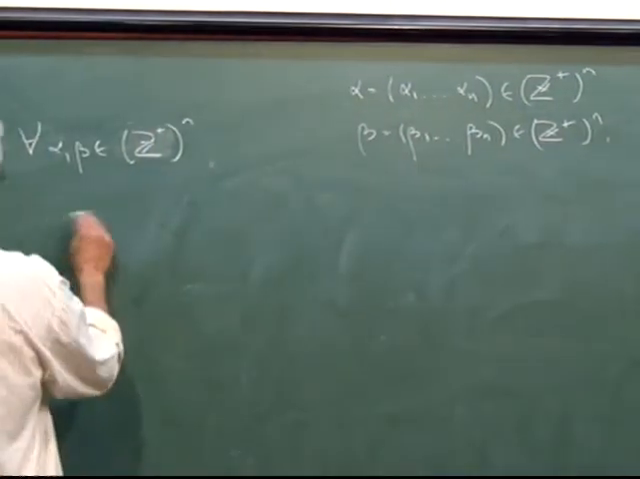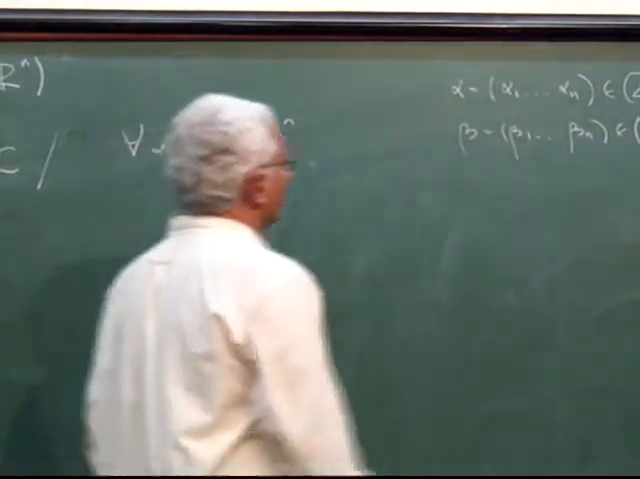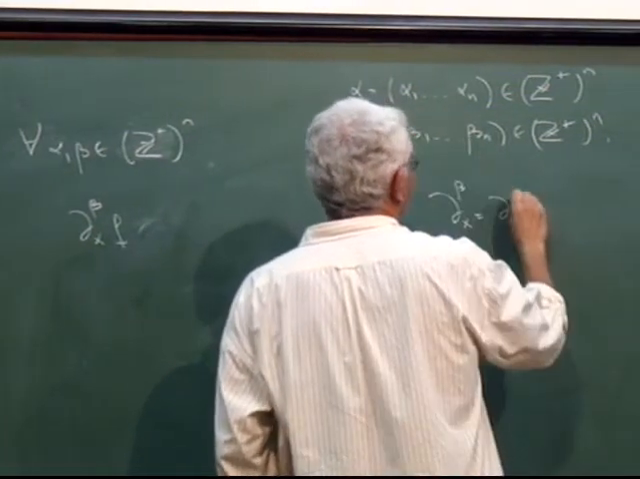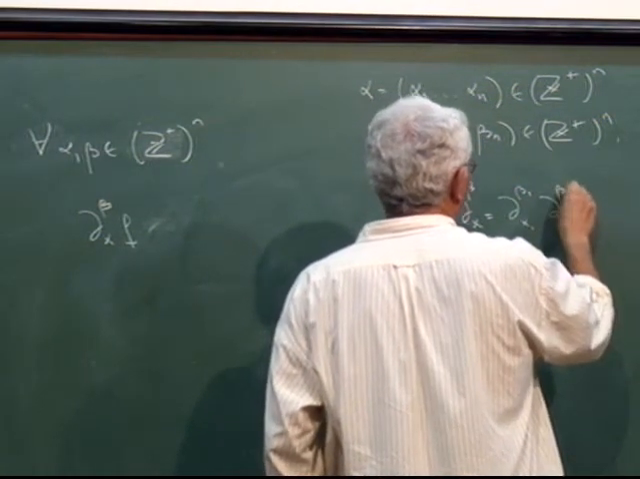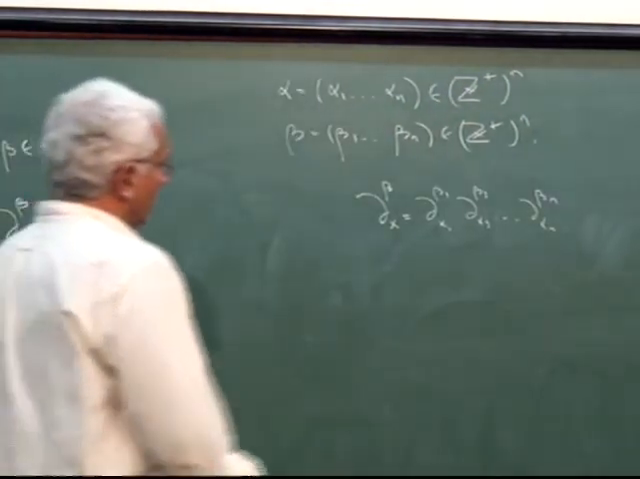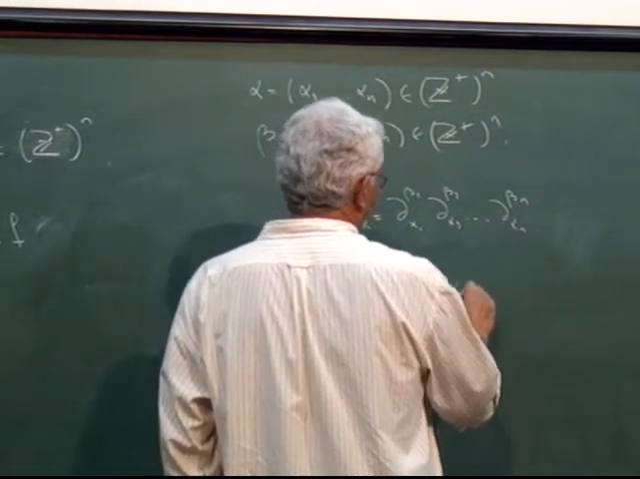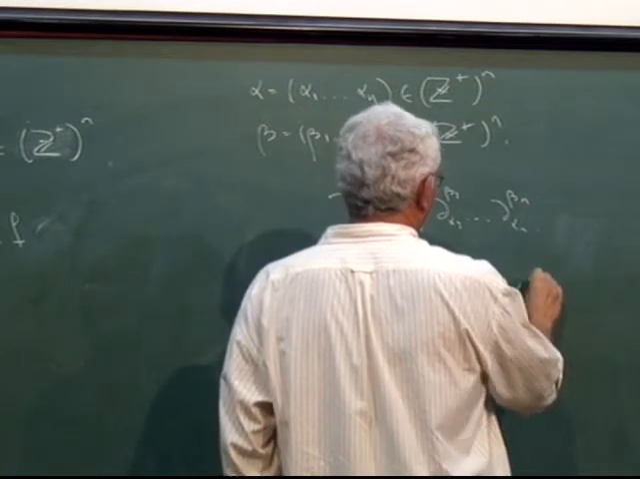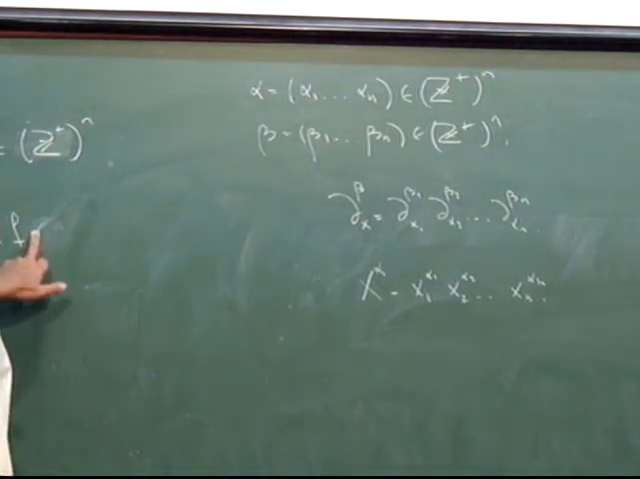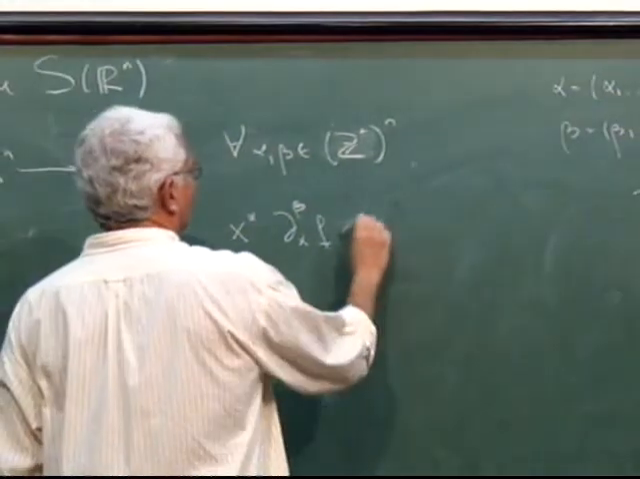Then these derivatives exist. What do you mean by derivatives? The derivative with respect to x to the beta means derivative with respect to the first component, beta 1 times, the second component, beta 2 times, the n component, beta n times. And what do you mean for x to the power alpha? It means x1 to the power alpha 1, x2 to the power alpha 2, xn to the power alpha n. Then you take this function, you compute any number of derivatives in any direction that you wish, and you multiply by this polynomial in this component. This is in L infinity.